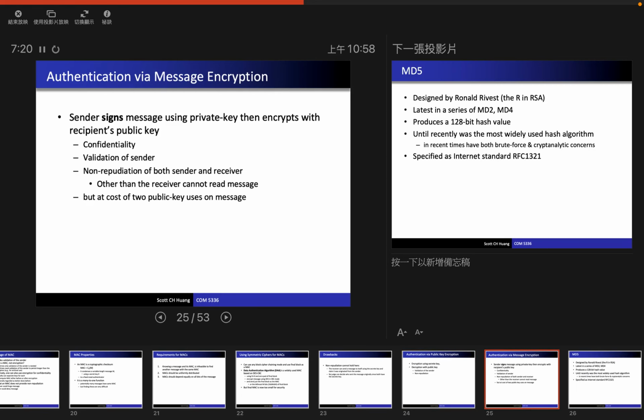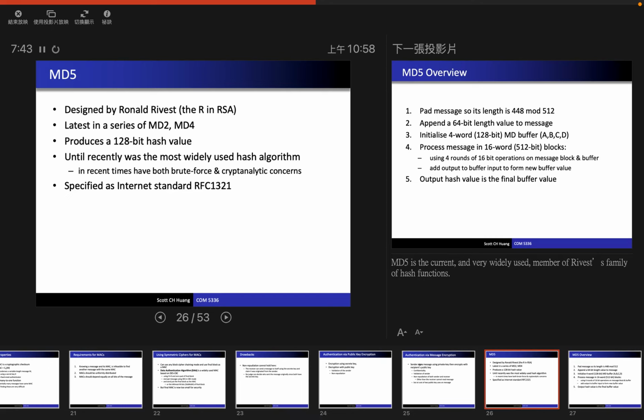Now, we already know what the signature algorithms are. We learned RSA, ElGamal signature, DSA, and also Rabin signature, four signature algorithms. Now the only missing link is a hash function. Let's take a look at hash functions.